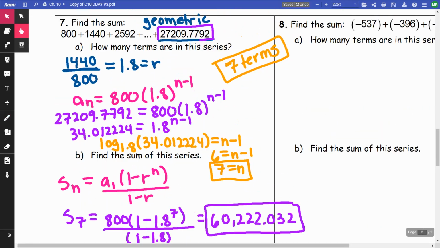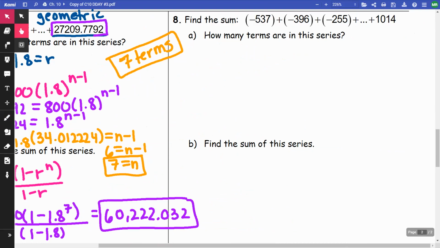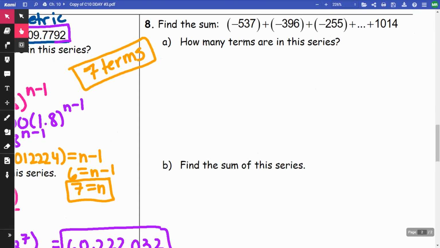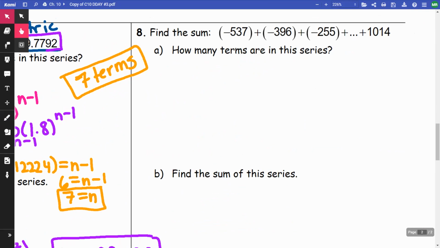So on number 8, this one looks like it's probably arithmetic.